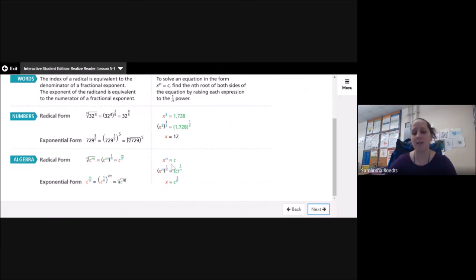In algebra, x to the nth equals c, so x to the nth to the 1/nth equals c to the 1/nth, or x equals c to the 1/nth.